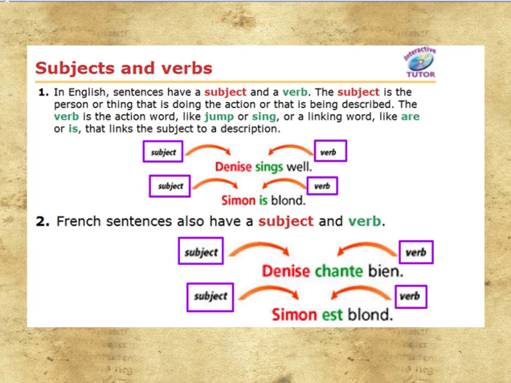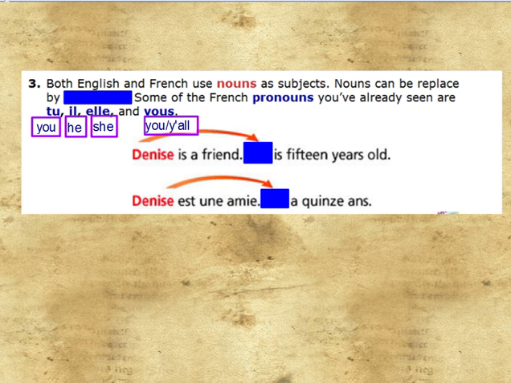Now, not every sentence is in the exact same order and as simple as that, but it's important that you start thinking about those subjects and verbs, because eventually you're going to be using these pronouns, the je, tu, il, elle that we just talked about, to replace some of those subjects. So let's go back to our sentence about Denise, and let's talk about how the noun in that sentence can be replaced by a pronoun.